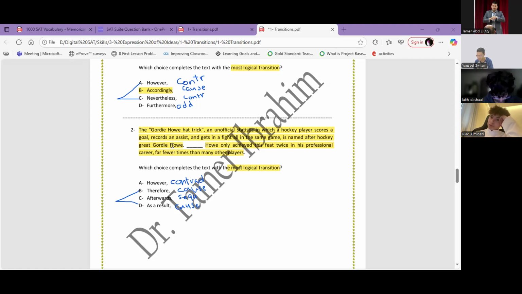If you score a goal, record an assist, and get in a fight in the same game, they are gonna call you Gordie Howe hat trick. The sentence after, he said what? Who only achieved this feat twice in his professional career, far fewer times than many other players.